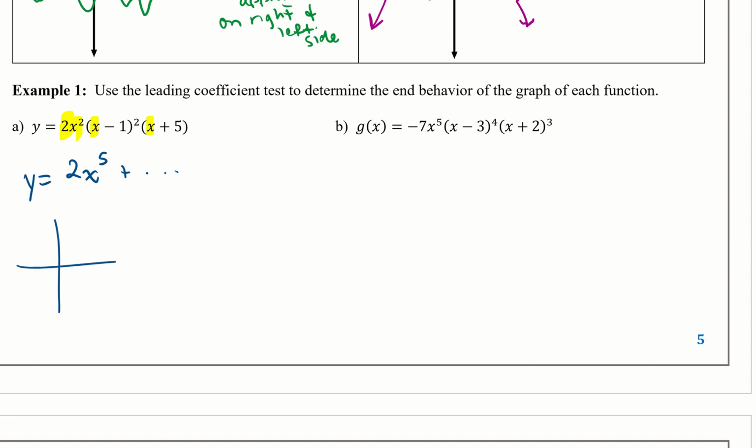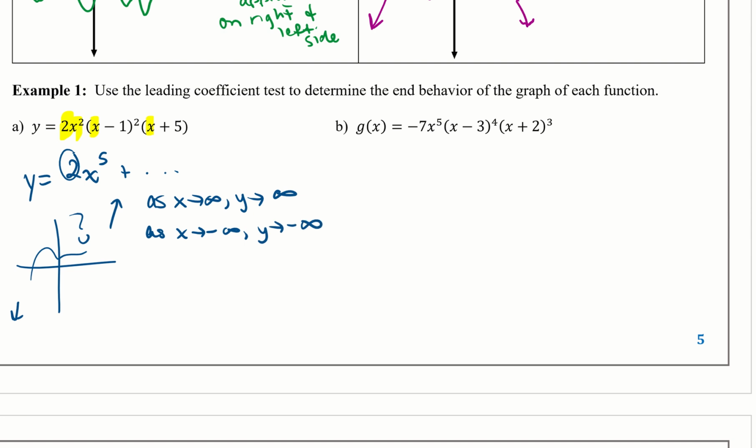So I have odd power, so the right and the left side should be different. I have a positive leading coefficient, so on the right-hand side I'll go up. And on the left-hand side, the behaviors are different. And whatever's happening in the middle, I don't care about. That's not what I'm asked about. And I don't really know a ton about that from what we've explored so far. So as x approaches positive infinity, y will match the sign of the leading coefficient. And then on the left-hand side, that behavior will be opposite and go down to negative infinity.